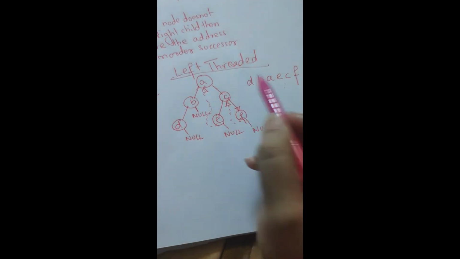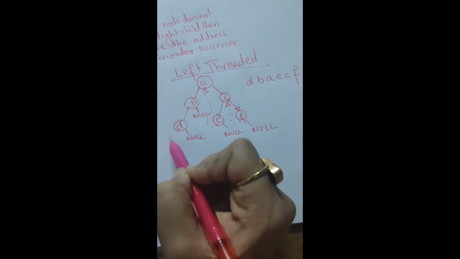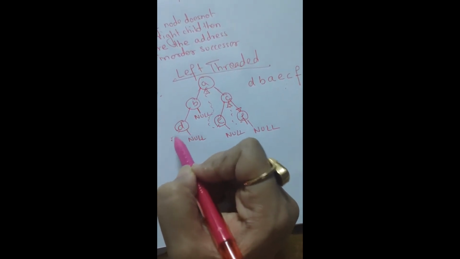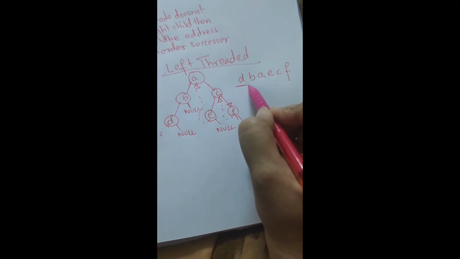Correct? Now come to D. D also does not have any left child. So what will happen to this? D is the first node of the in-order traversal.